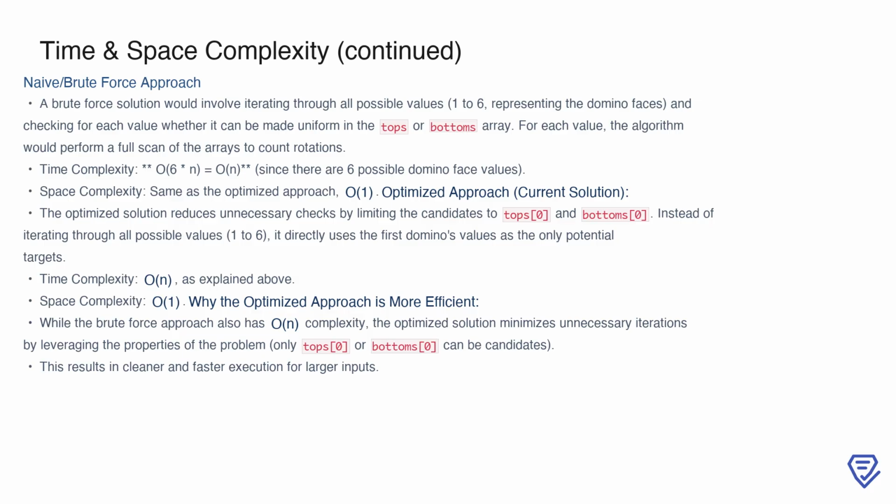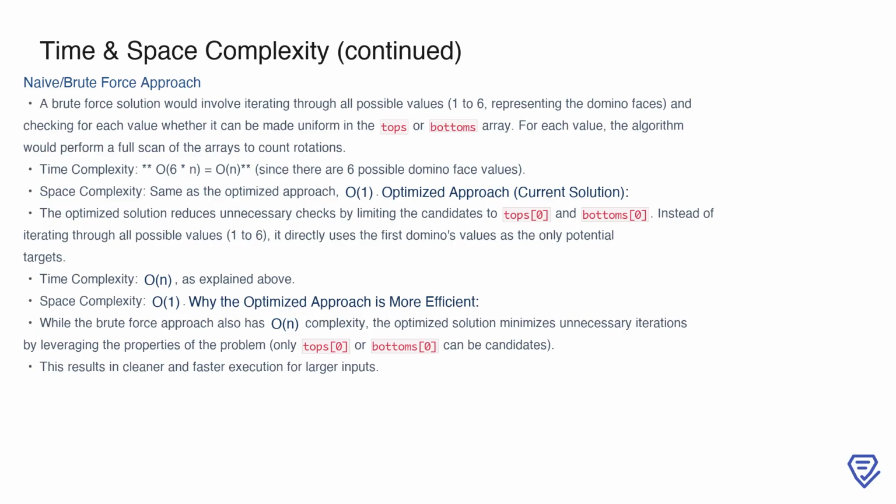A brute force approach to this problem would involve iterating through all possible domino face values, from 1 to 6, and checking for each value whether it can make the tops or bottoms array uniform. For each of the 6 values, the algorithm would perform a full scan of the arrays to count rotations. This results in a time complexity of O(6*n), which simplifies to O(n), as the constant factor 6 is ignored in big O notation. The space complexity for the brute force approach remains O(1), as no additional data structures are used.